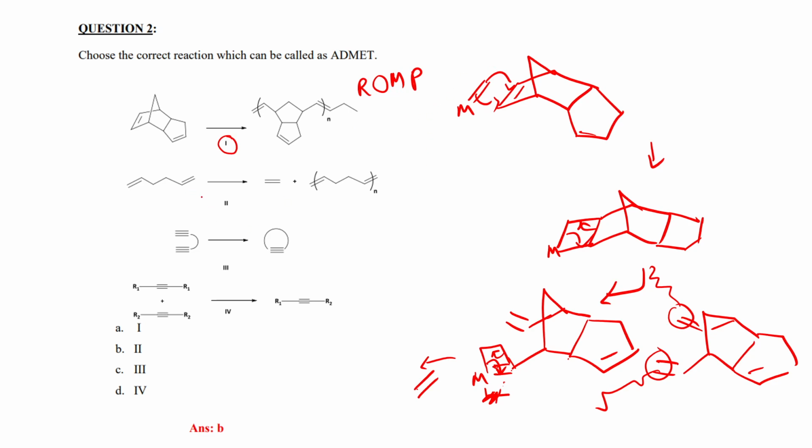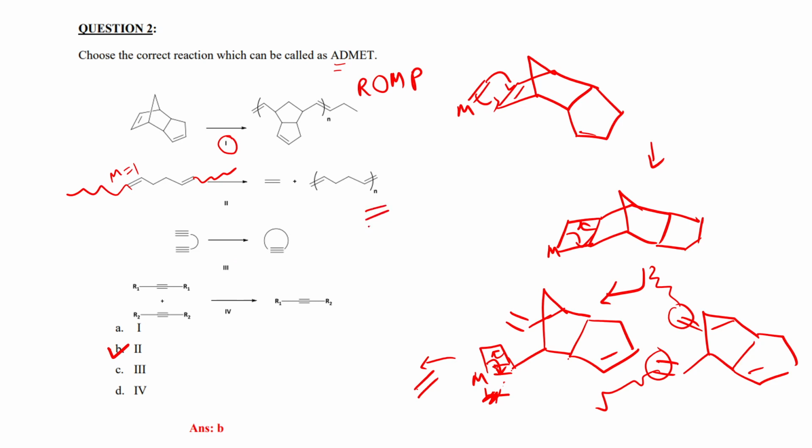Now for this case, this one would be your acyclic diene metathesis. These two centers with metal carbene can react, and obviously these two paths can, so that is called ADMET. So the option would be C.